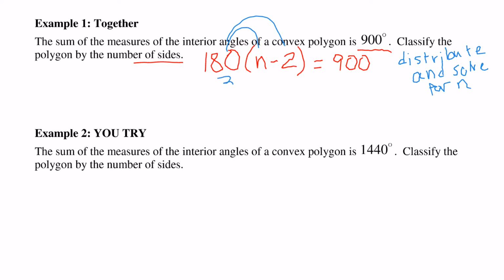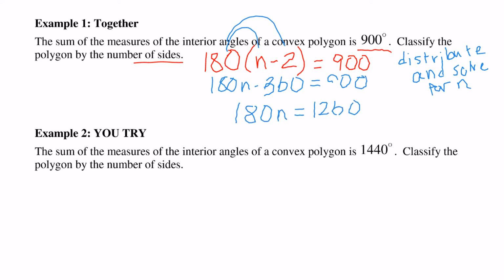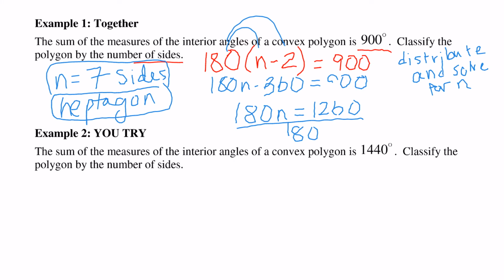This would give us 180n minus 360 equals 900. When I add the 360 to the other side, I get 1,260. If I divide both sides by this 180, we get 7 sides, which means it will be a heptagon. So I'd like you now to try number 2. Remember, push pause, work it out the same way that I've got there in red, and then solve for the n and label it by the number of sides.